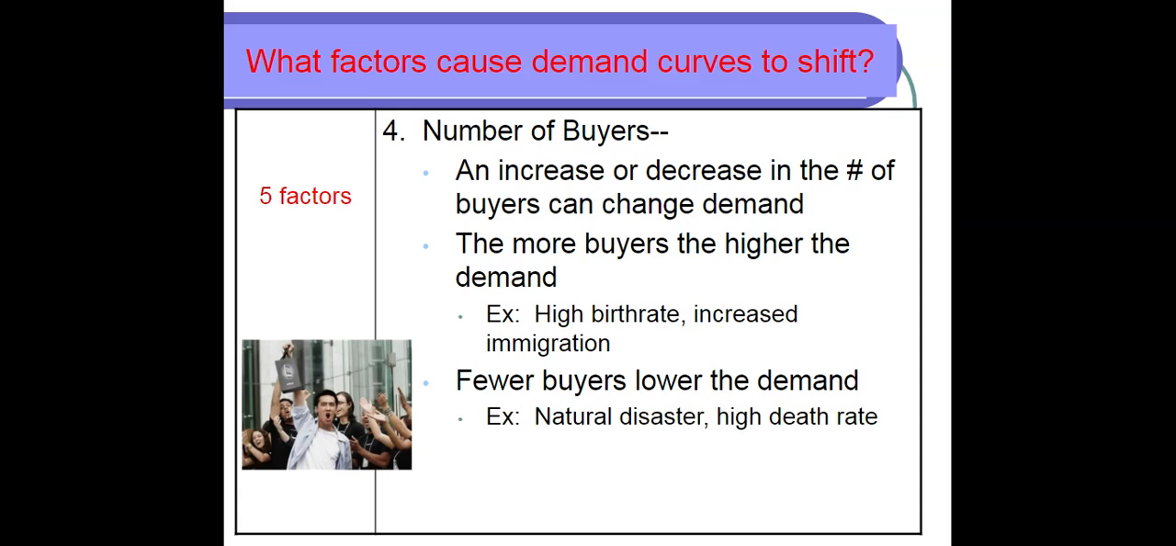Number of buyers is our fourth factor. An increase or decrease in the number of buyers can change demand. The more buyers, the higher the demand. An example would be if there's a high birth rate, you might also have increased immigration. Fewer buyers lowers the demand. If there's a natural disaster, that would increase the death rate. So then there'd be a lesser demand to move there.